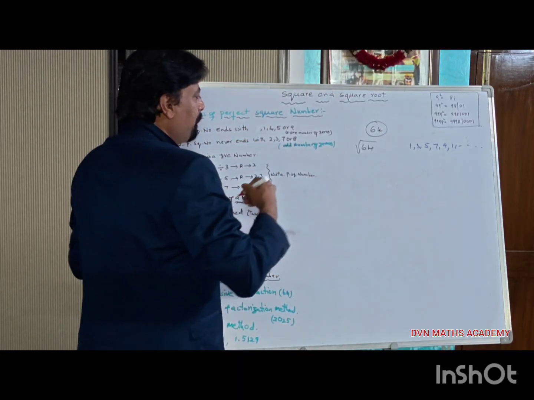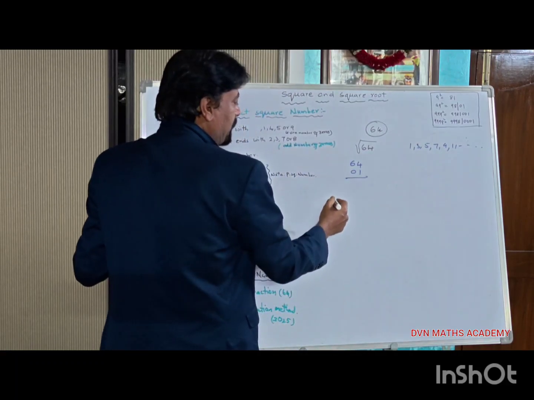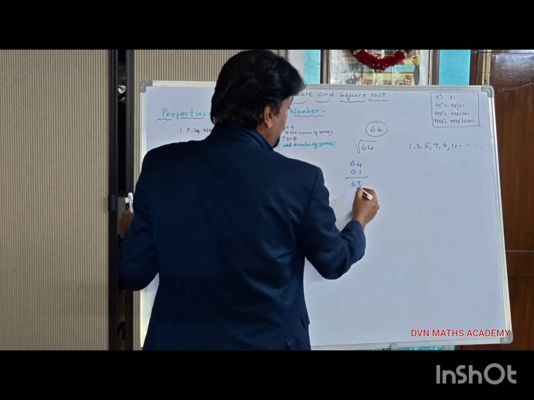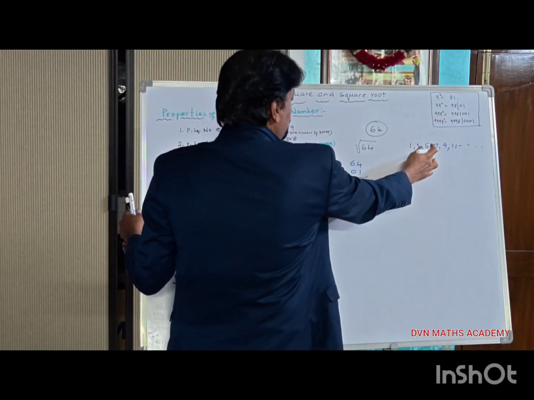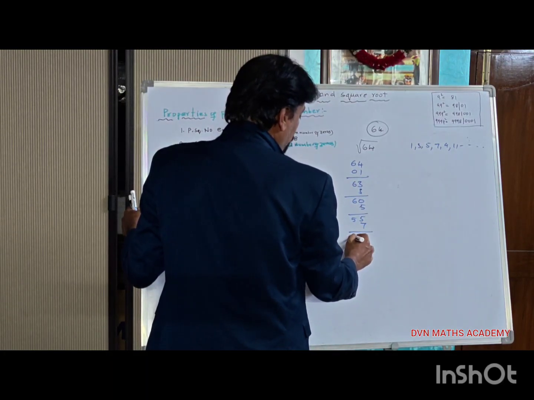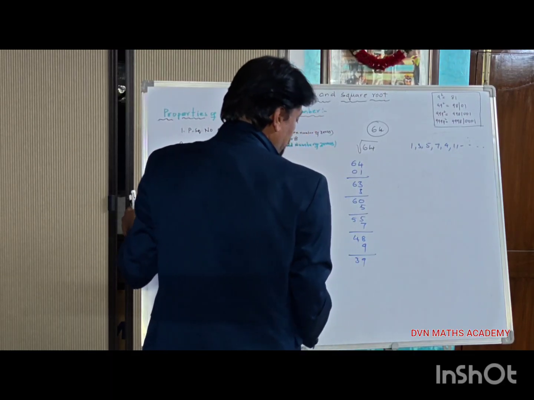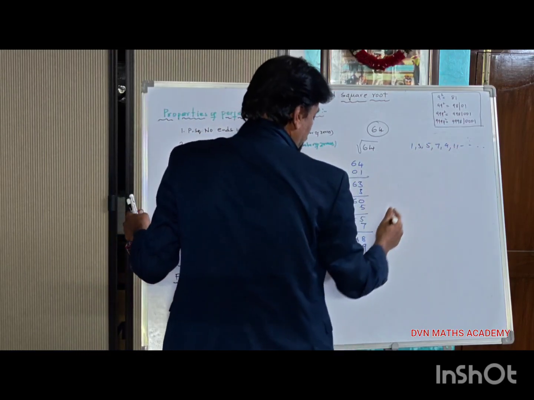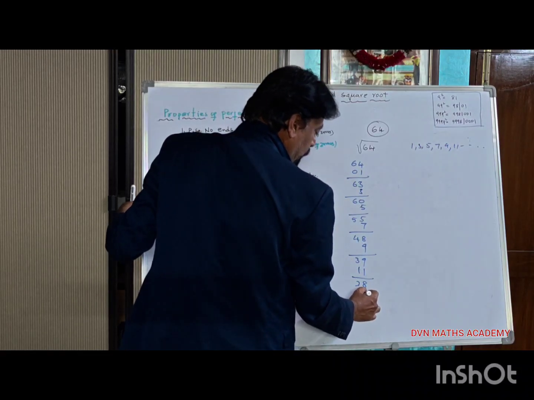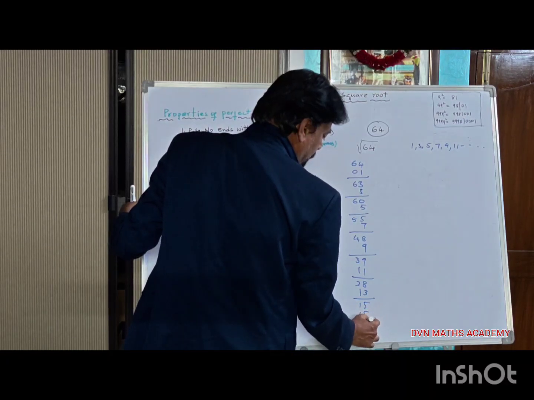For example, here the given number is 64. First you subtract 1. So if you subtract 1 from 64, you will get 63. Afterwards you subtract 3, the next odd number. If you subtract, you will get 60. Afterwards you subtract 5, you will get 55. Afterwards you subtract 7, it is 48. Afterwards you subtract 9, this becomes 39. Afterwards you subtract 11, so it becomes 28. After 11 you subtract 13, this becomes 15. And after 13, what is the odd number? 15, you will get 0.